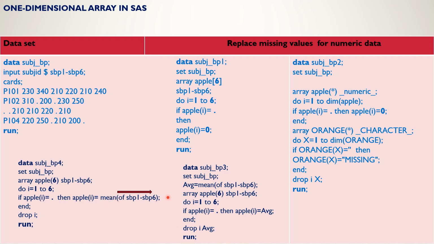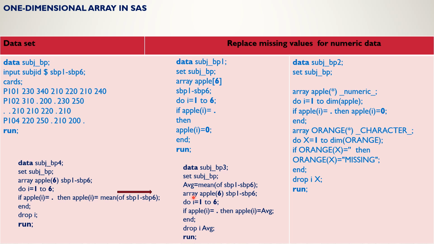The same code we can write like this also. Here we can create a separate variable, average = mean of sbp. The same code we wrote, instead of writing the mean of, we can directly allocate the variable, like the average variable.